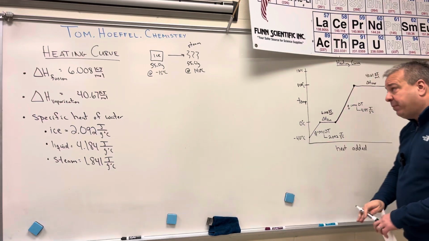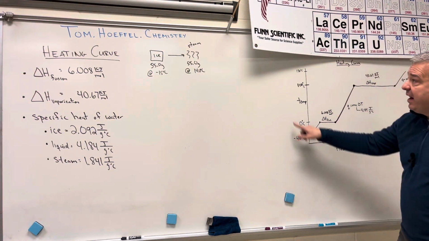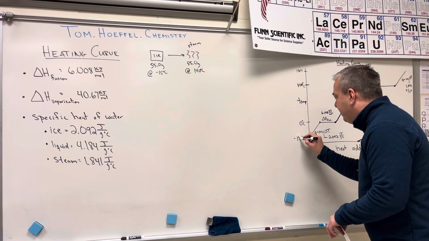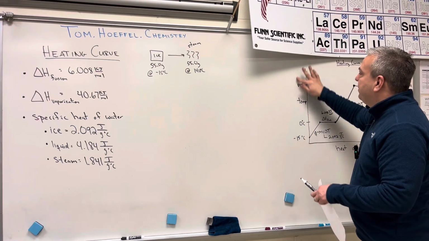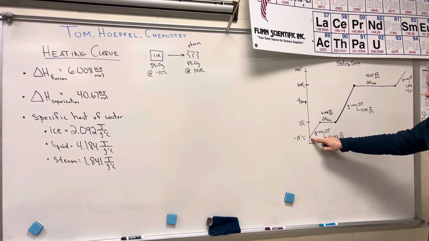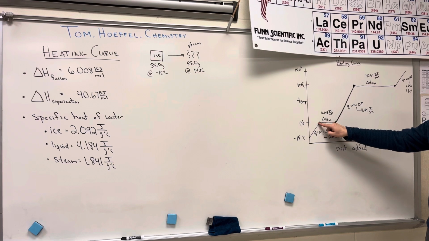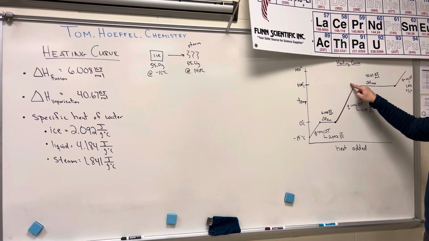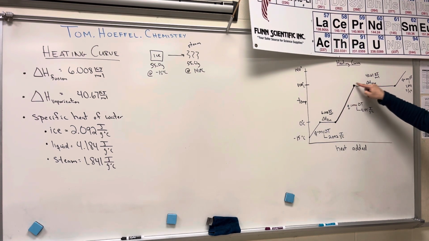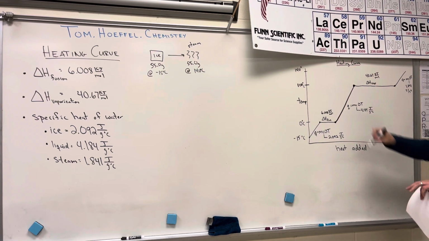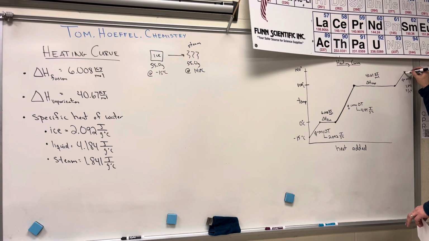There's going to be 5 parts to this problem. Number one, I'm going to put the actual temperatures in here. We're going to start out at negative 15, and go all the way up to 140. So there's going to be 5 parts. We're going to have to heat up the ice to its melting point. We're then going to have to melt it. That's going to be the second part. We're going to heat it up to 100 degrees. That's the third part. We're going to vaporize it. That's going to be the fourth part. And then we're going to heat it up to its final temperature of 140 degrees.